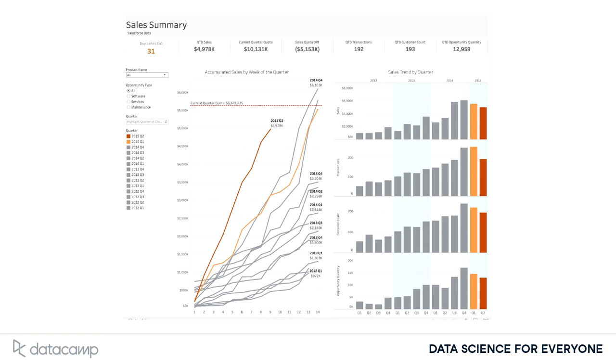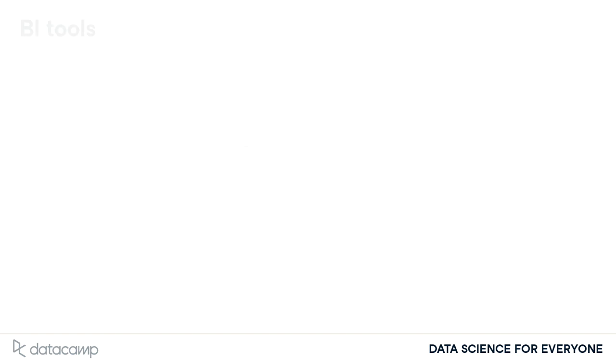On this dashboard, any salesperson can see not only how sales are progressing this quarter, but also how this progression compares to previous quarters. On top of that, they can keep track of transactions and opportunities, as well as of customer count. They can filter all of this data by software, service, or maintenance sales. All of that in one place, customized for their needs.